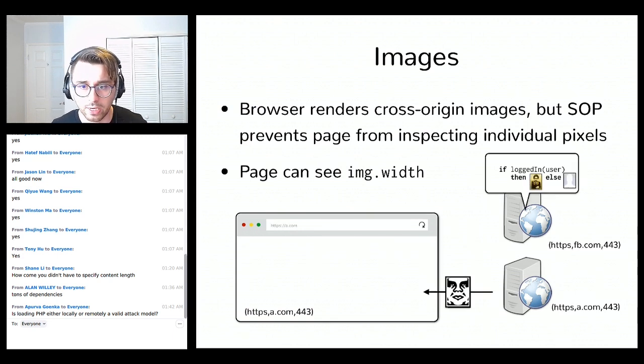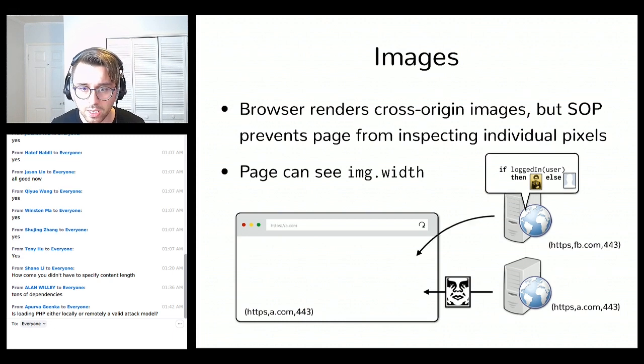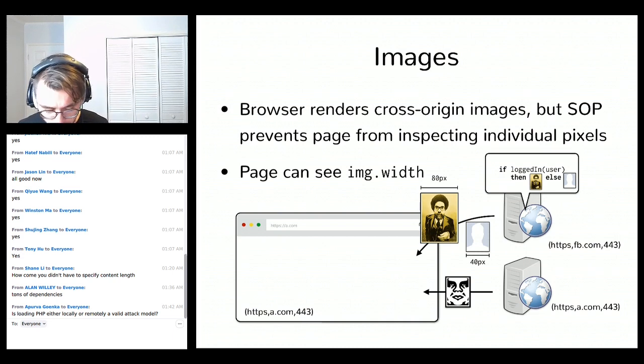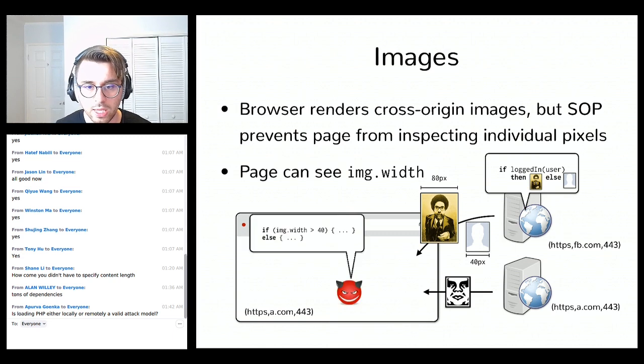What we can inspect, though, is the image width and height when that thing is rendered. So for example, suppose fb.com replied with one image or the other, depending on whether or not the user is logged in. Then when we get an image into our page, that image may be 80 pixels or 40 pixels in width. And if we have JavaScript code that is trying to figure out what this image looks like, it might ask, is the image width greater than 40? If it is, then I know that the user actually is logged in. Otherwise, they're not.